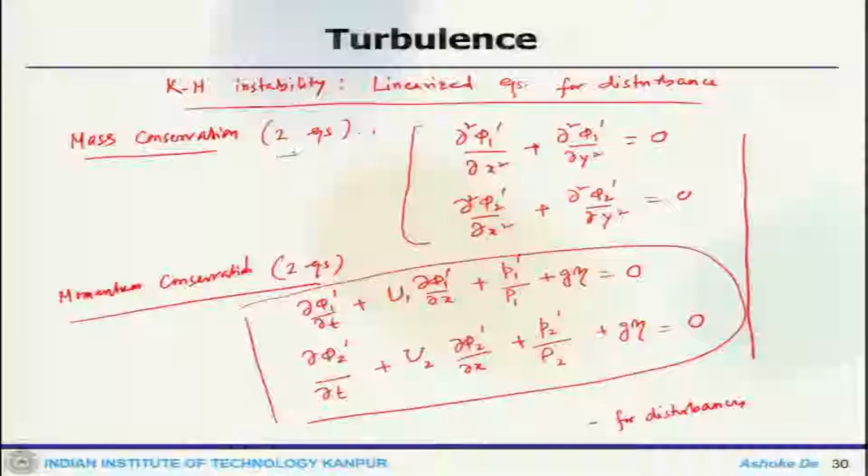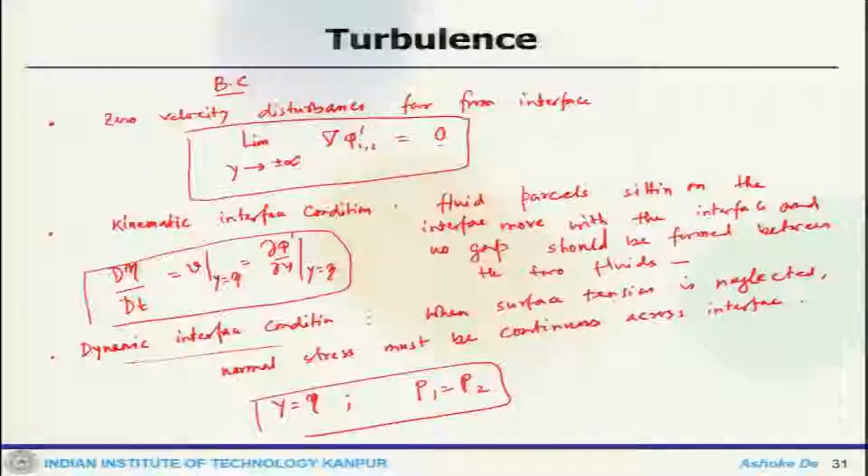There are 4 equations, 2 equations from the mass conservation and 2 equations from the momentum conservation. Now, to solve this problem, we need boundary conditions, and there are 3 different sets of boundary conditions required. One is the zero velocity disturbance at y plus minus infinity, one is the kinematic condition, and another one is the dynamic interface condition, which says that when the surface tension is neglected, the normal stress must be continuous across the interface.